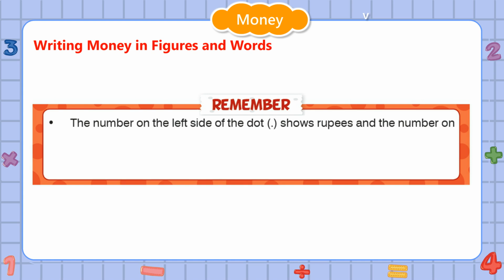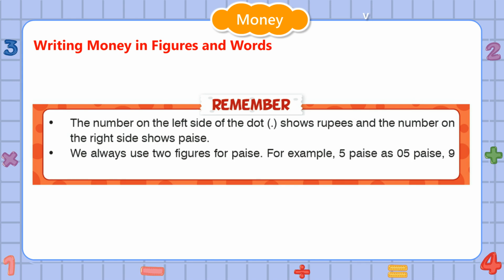Remember, the number on the left side of the dot shows rupees and the number on the right side shows paise. We always use two figures for paise. For example, 5 paise as 05 paise, 9 paise as 09 paise, etc.